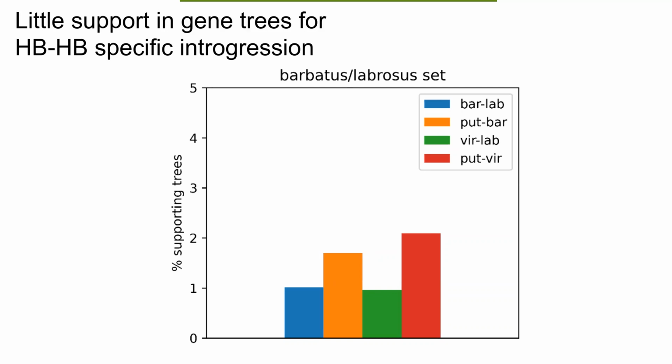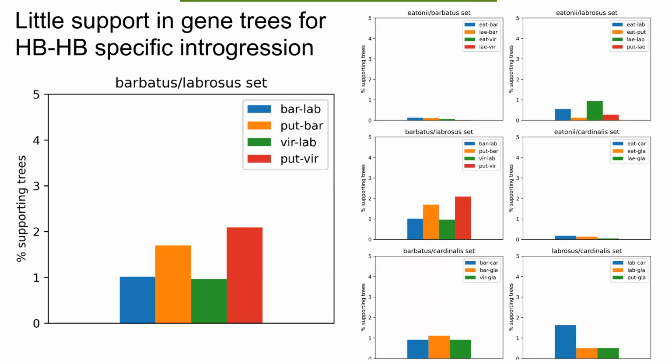But again, there's really no strong evidence at all that there is direct hummingbird pollinated species introgression that excludes the other species closely related to them, which is what you would expect if you had genetic changes that were directly associated with the hummingbird pollinated phenotype.